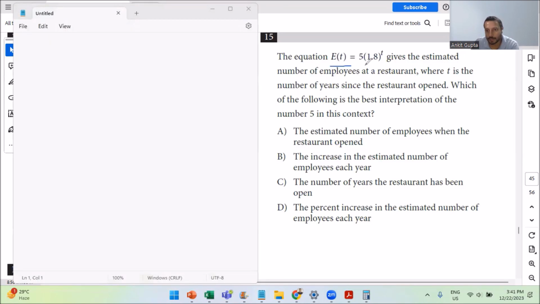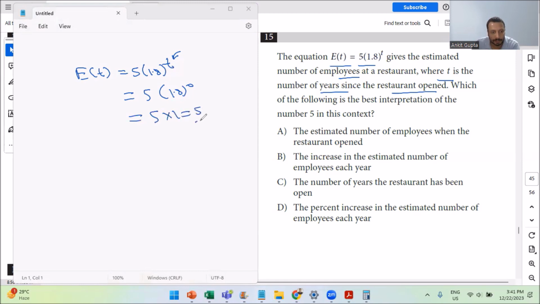The equation E of t is equal to 5 times 1.8 whole raised to t gives the estimated number of employees at a restaurant where t is the number of years since the restaurant opened. That means E of t is equal to 5 times 1.8 raised to t, and t is the number of years since the restaurant opened. So if t is equal to 0, that means in the starting, the number of employees will be 5 multiplied by 1 and will be equal to 5. That means the restaurant started with 5 employees.